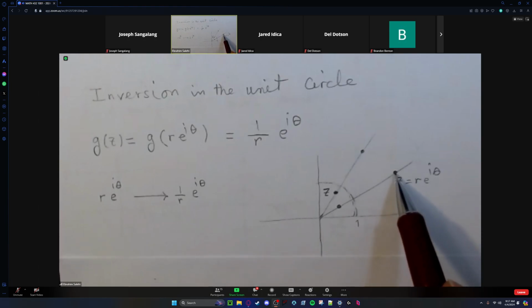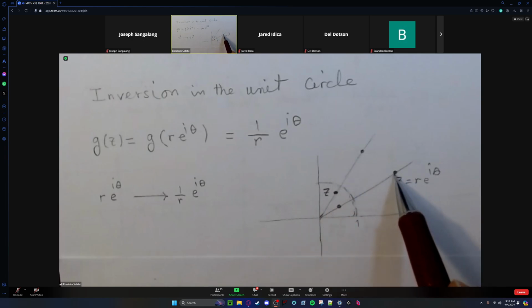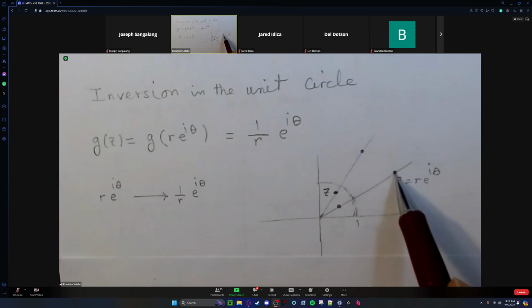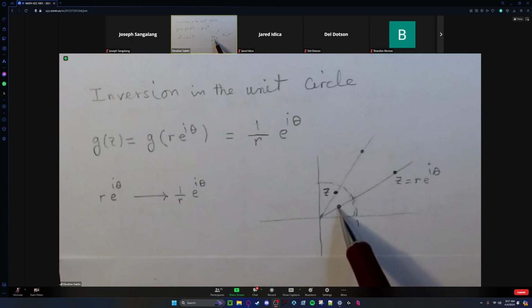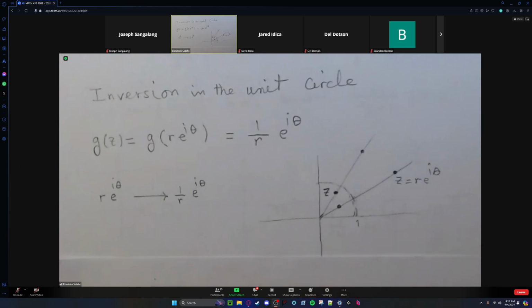If z is outside of this unit circle, that means r is bigger than 1. This is 1, right? Up here. r is bigger than 1. So 1 over r will become less than r. So this will be mapped to here as inversion in the unit circle. If the point is here, that means r is less than 1. As a result, its reciprocal will be bigger than 1, and this will be mapped here. Okay, that is inversion in the unit circle.